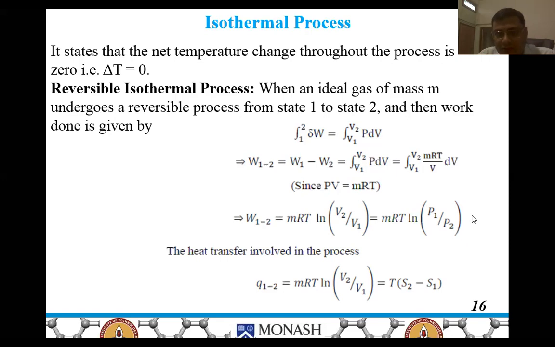Here we have changed using the PV equal to nRT equation. The heat transfer involved in the process, Q1 to 2, will be equal to nRT ln of V2 by V1, which is equal to T times delta S, S2 minus S1. Why? Because delta S is Q upon T. So Q will be equal to T into delta S.